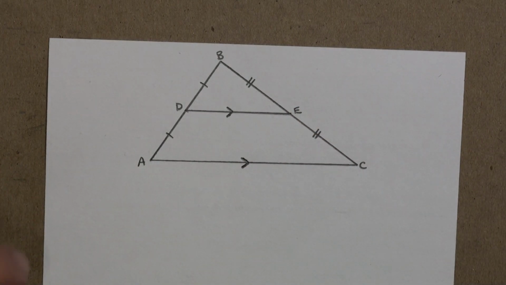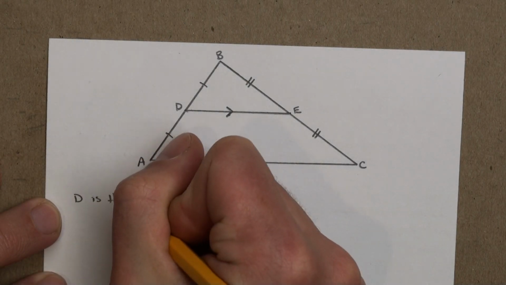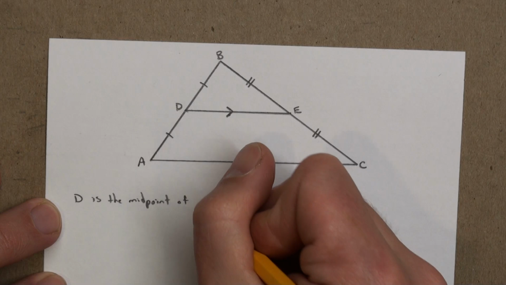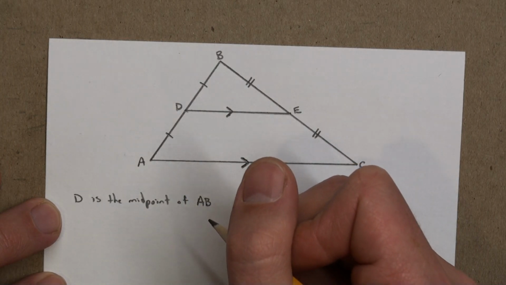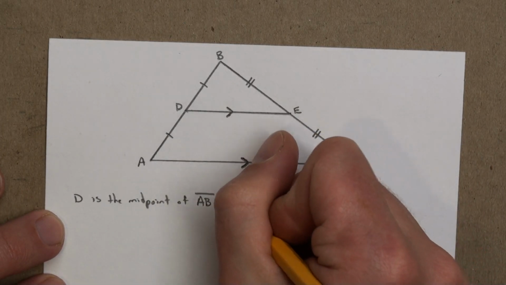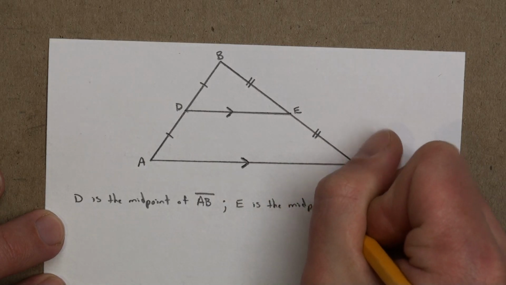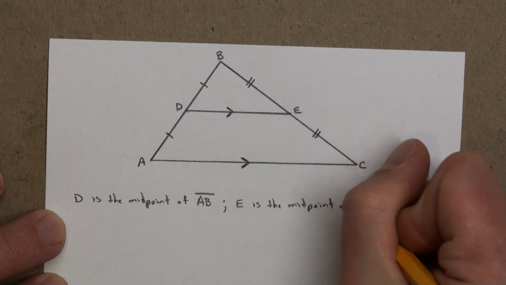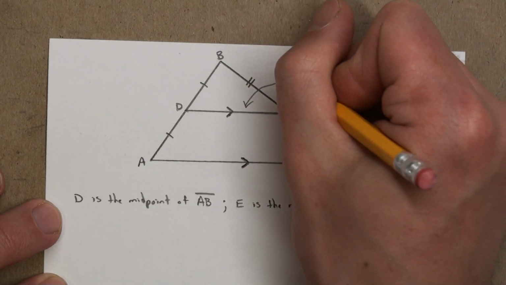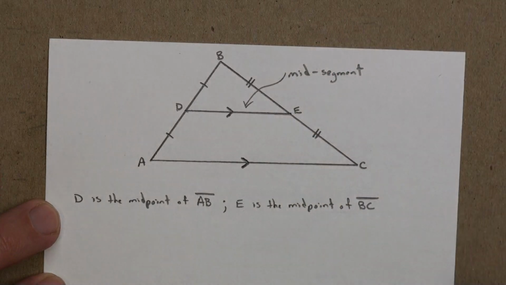Okay, so let's write down a few things. D is the midpoint of AB. And E is the midpoint of BC. So this line is the mid-segment. Okay?